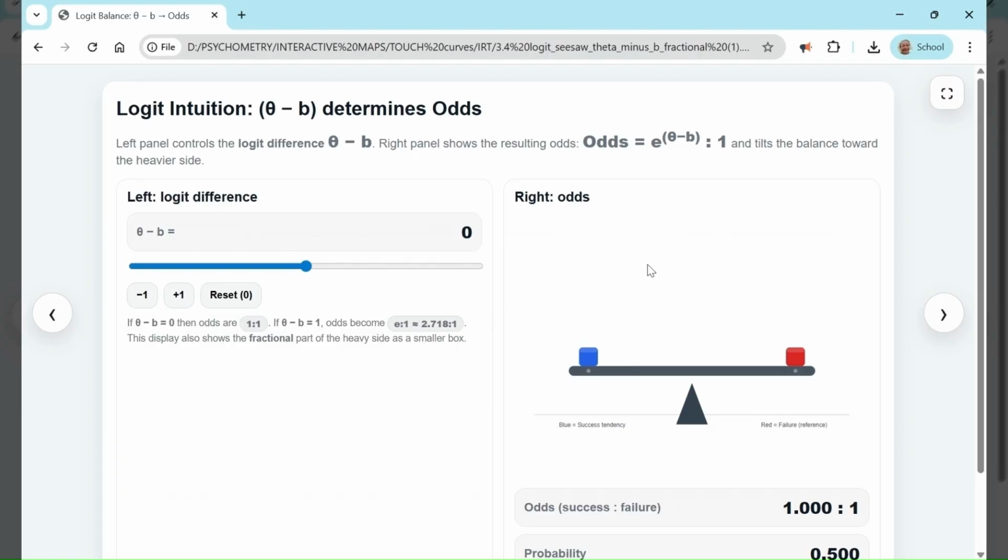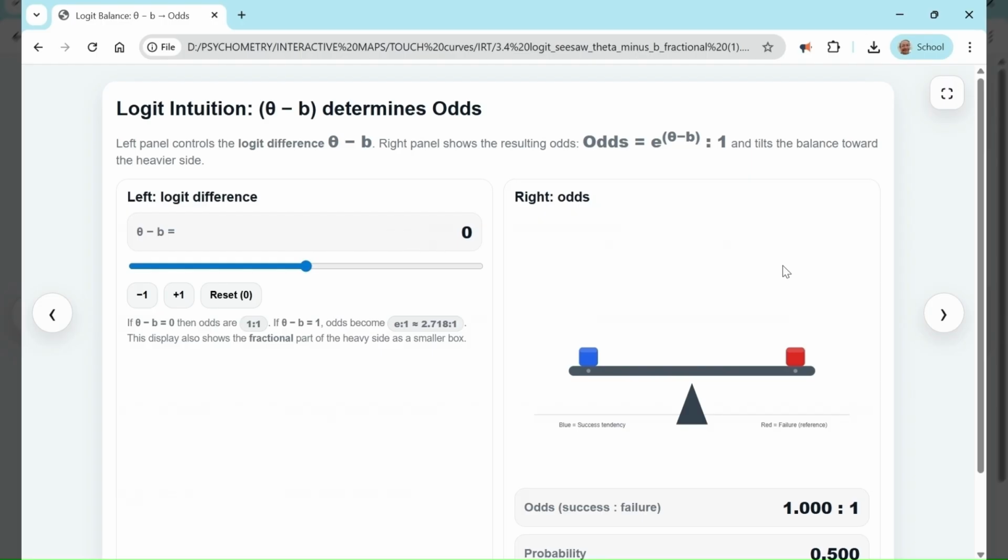If we look at this example, on the left we have the logit difference, which is the difference between theta, the ability, minus the difficulty b. But nevertheless, let's take the absolute value of that difference. So let's see when they are zero, when the ability is equal to the difficulty, you have an equal chance of answering the question.